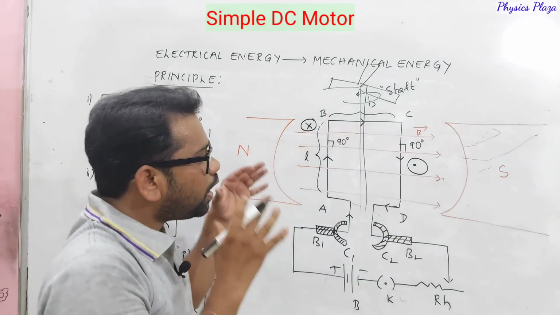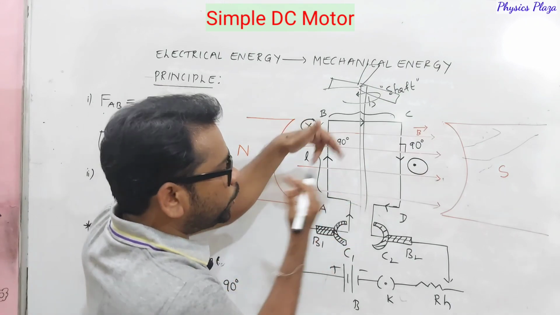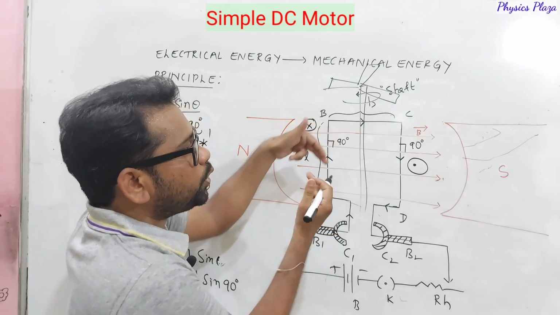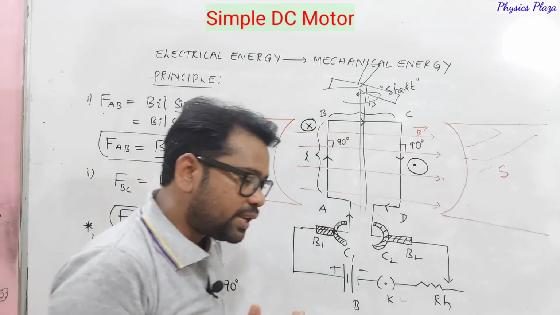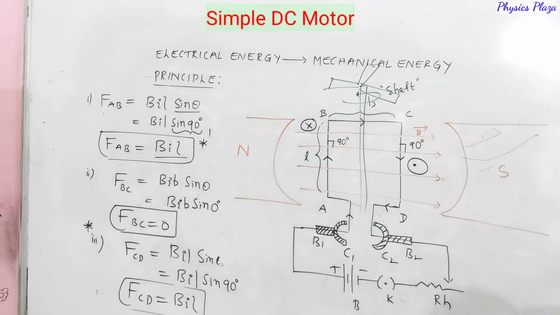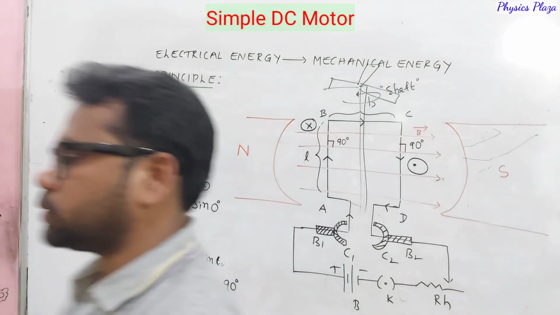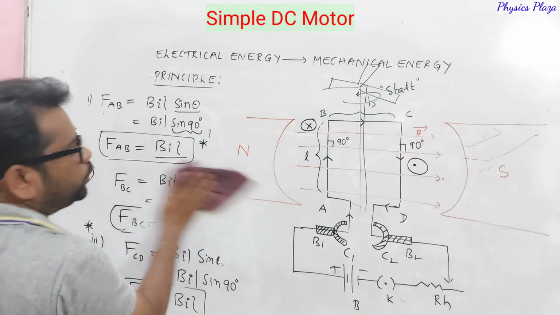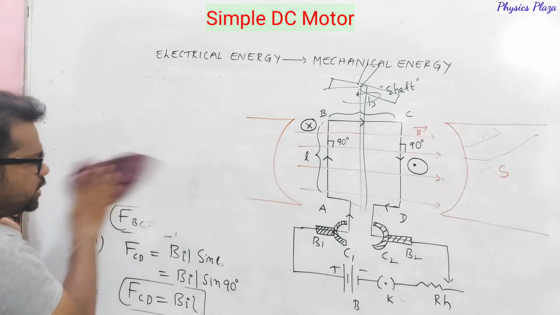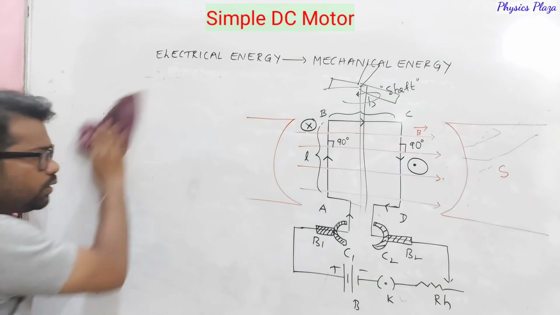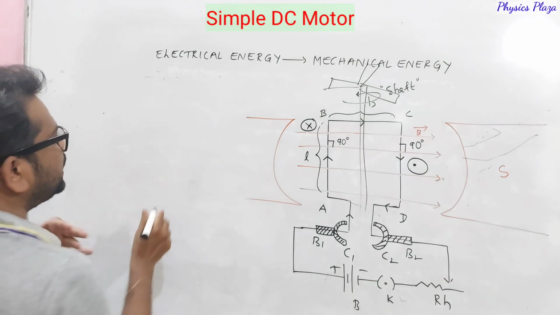Now, we will see on which factors the rotation of this copper coil depends. Let us see how we can increase the rotation of the copper coil. Children, it is a very important examination part. How can we increase the speed of rotation of the copper coil, children? It simply depends on 4 factors. Just remember this, children.